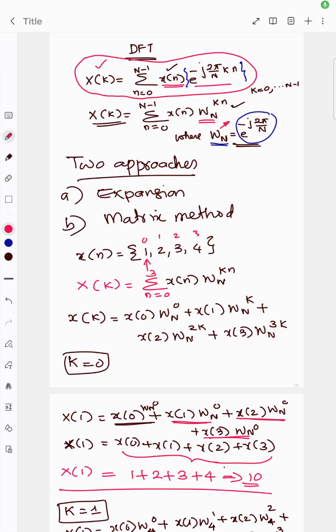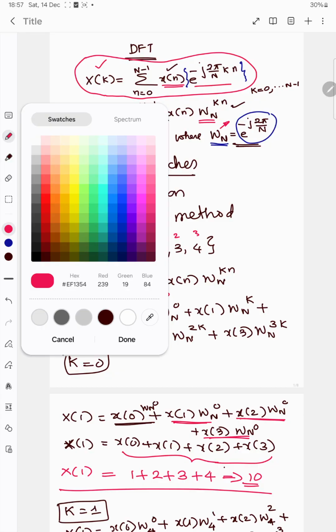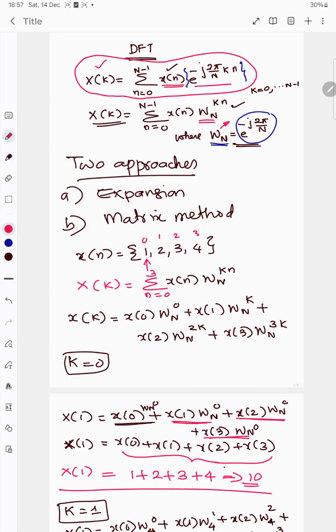This short video is on DFT, the computation of DFT. Basically, there are two approaches for the DFT computations. One method is called the expansion method, from the fundamental principle, and the second method is the matrix method.